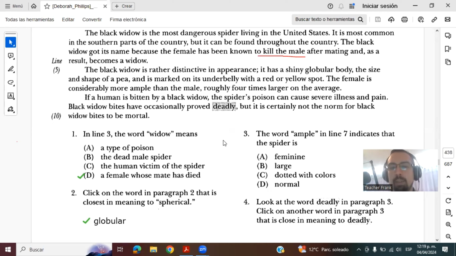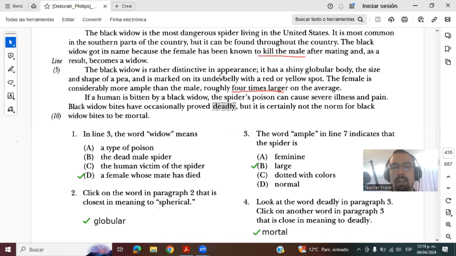Number 3, the word ample in line 7 indicates that the spider is, in this case, going to be B, large. So ample is more ample, roughly 4 times larger. So it's bigger, it's ample. And this would be the context clue right here, 4 times larger. All right, and let's look at number 4. Look at the word deadly in paragraph 3. Click on another word in paragraph 3 that is close in meaning to deadly. In this case, it would be mortal. Mortal is closest in meaning to deadly.